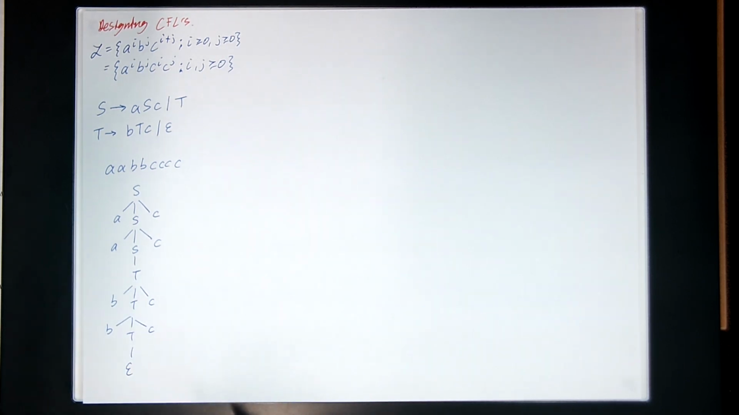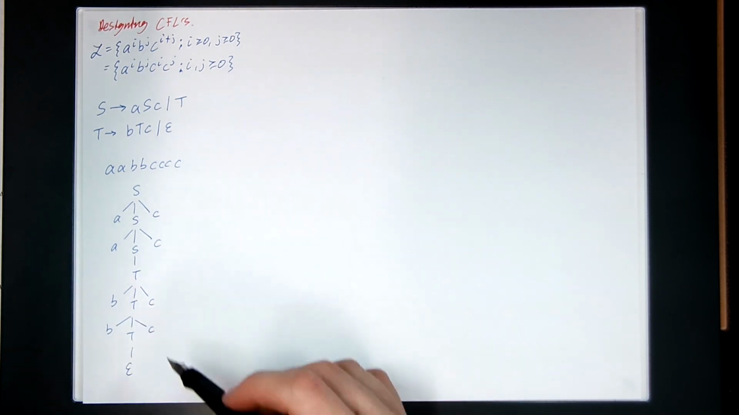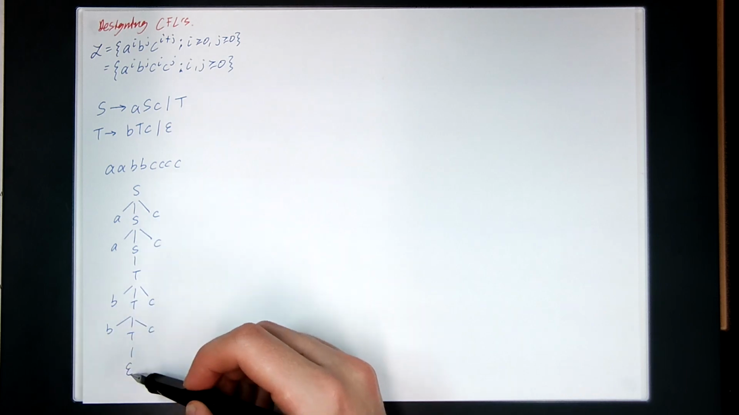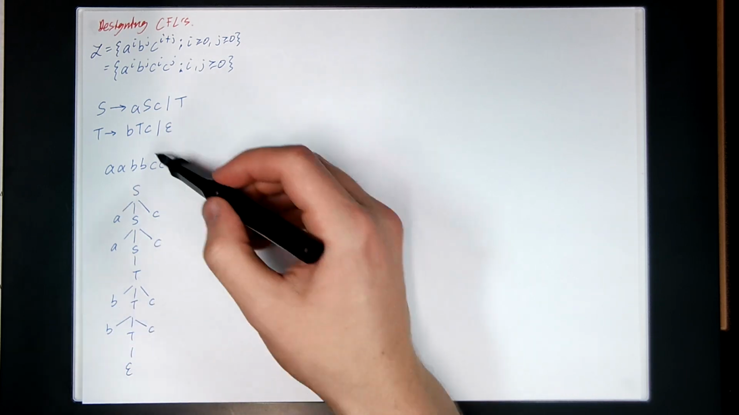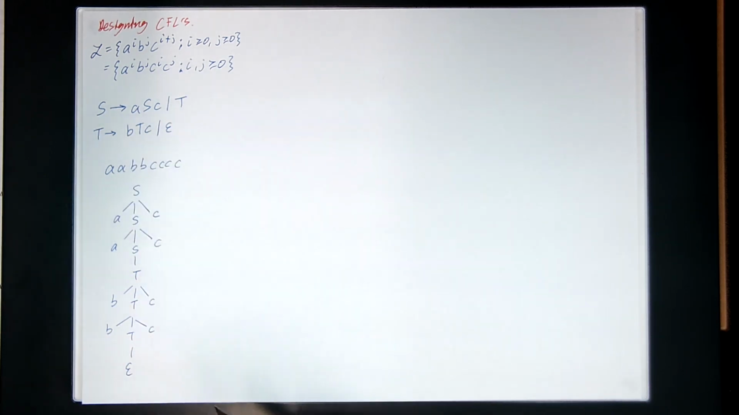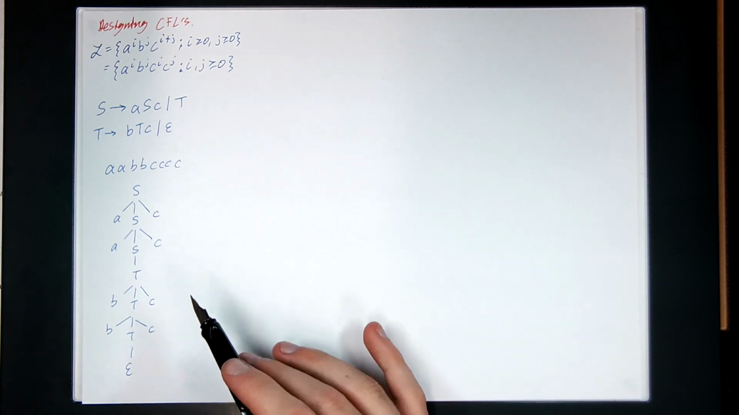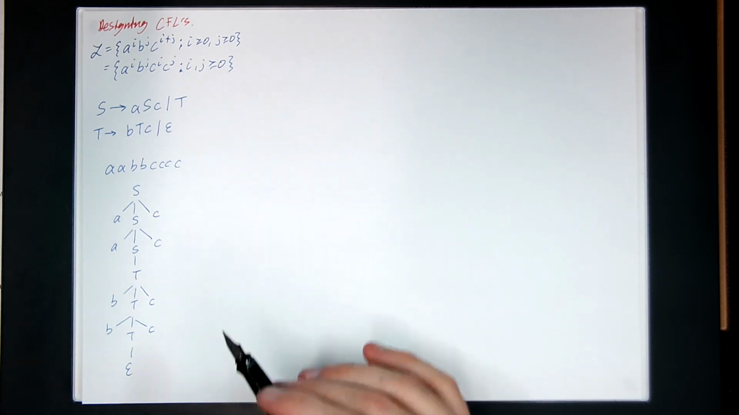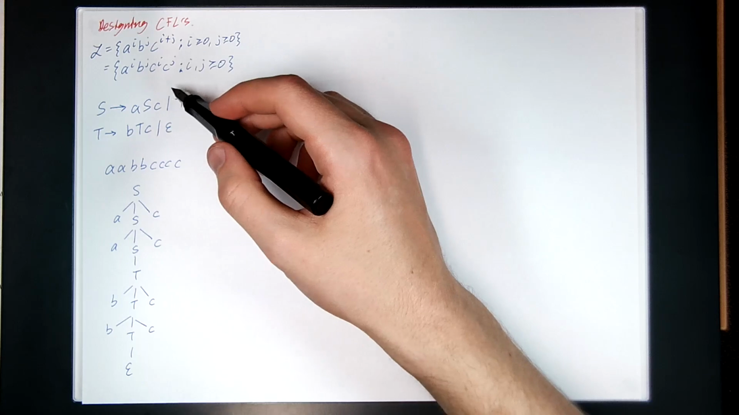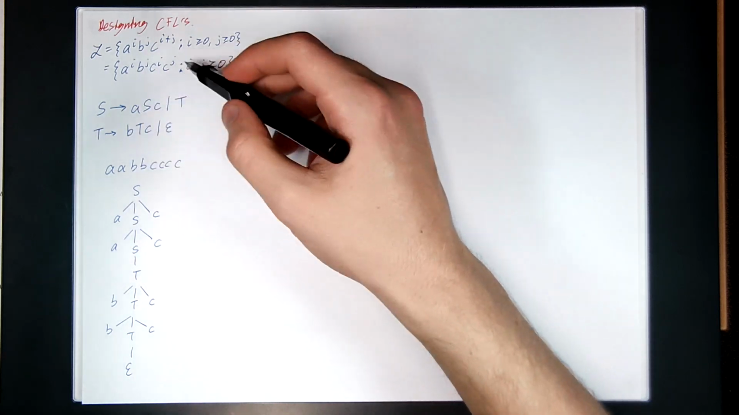What string did I generate? Reading from left to right, A, A, B, B, epsilon, C, C, C, C, which is the same as this string here. Okay?